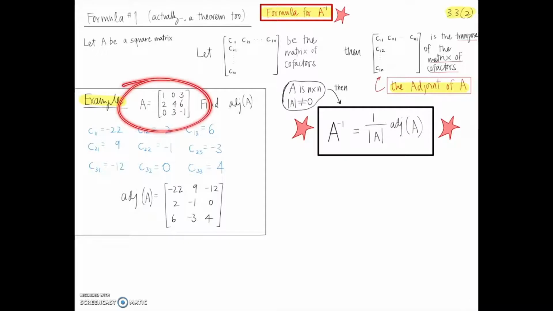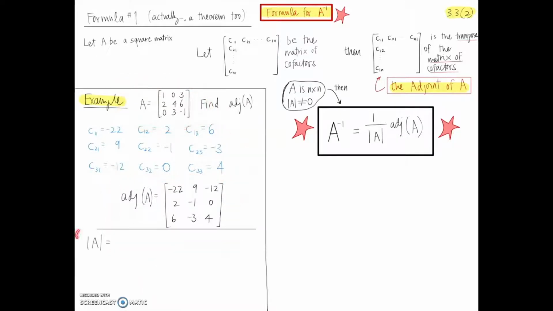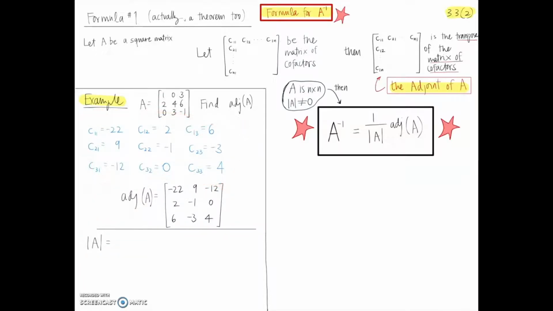So let's go back to this guy and finish things up and find the inverse. We have the adjoint of A. Let's go ahead and find A inverse from here. The formula for the inverse of A relies not just on the adjoint, but on the determinant of A. So I'm going to go ahead and find the determinant of A. I already know all these cofactors, so finding the determinant isn't too bad. What we'll do is cofactor expansion along the first column. I like that 0 at the bottom.